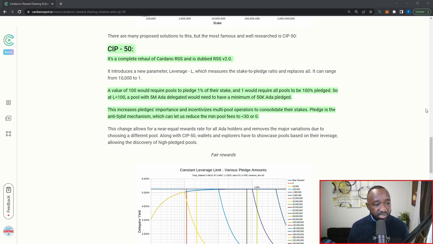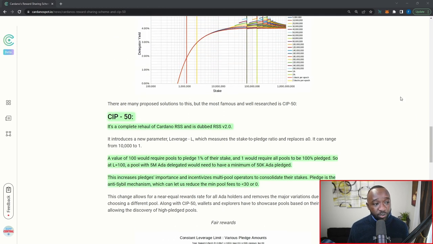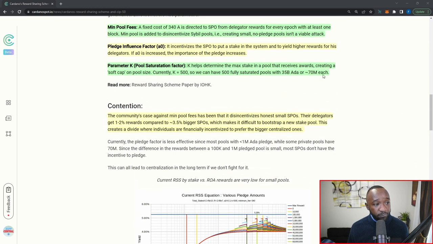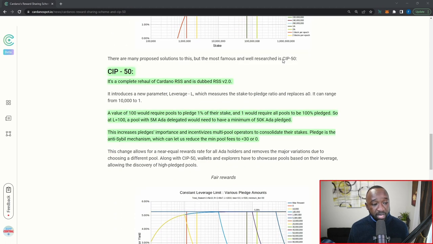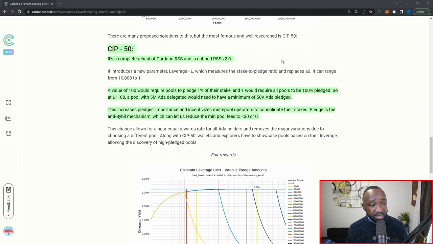Now, it introduces a new parameter called leverage, or L, which measures the stake to pledge ratio and replaces A0. Now, A0, if you look back above here, was the pledge influence factor. So we're going to get rid of that and we're going to replace that with the leverage factor. Now, this can range from 10,000 to 1.